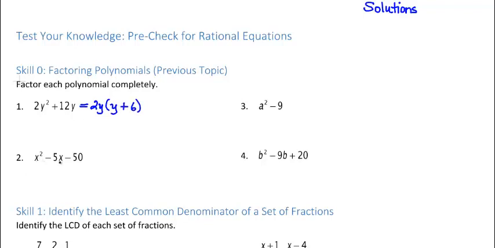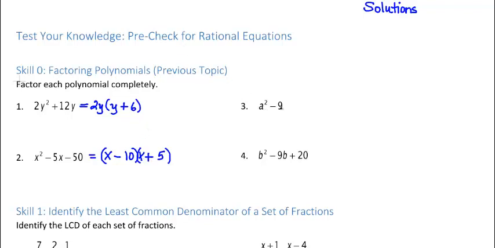X squared minus 5x minus 50, that is a trinomial, and we need to find the two binomials whose FOIL gives us this trinomial. The first term factors as x times x. The factors of negative 50 whose sum is negative 5 would be 10 and 5. Different signs, and the larger one needs to be negative. So x minus 10 times x plus 5.